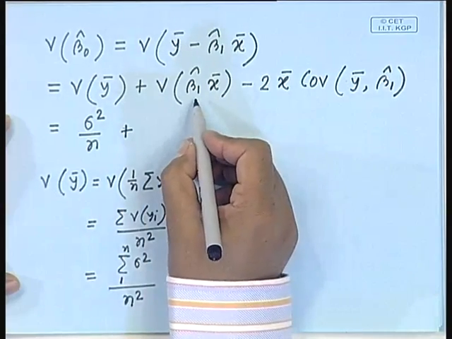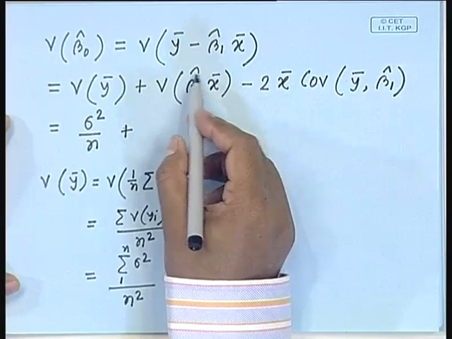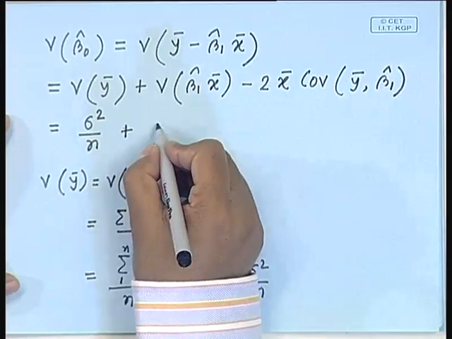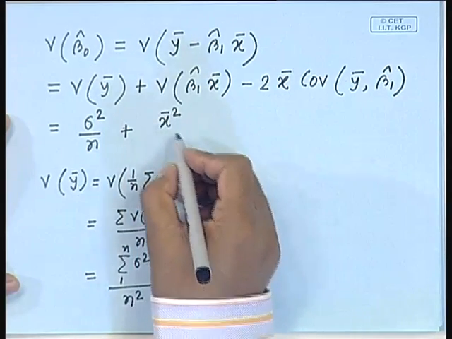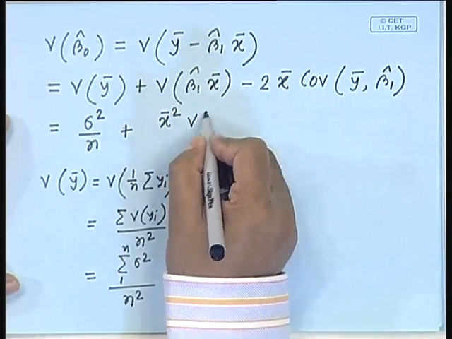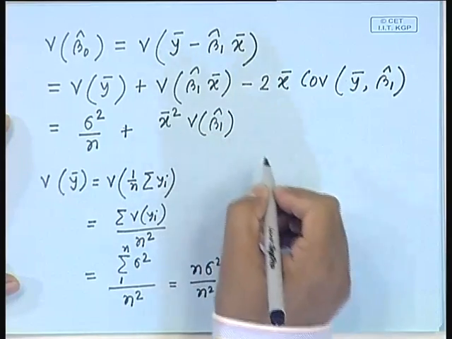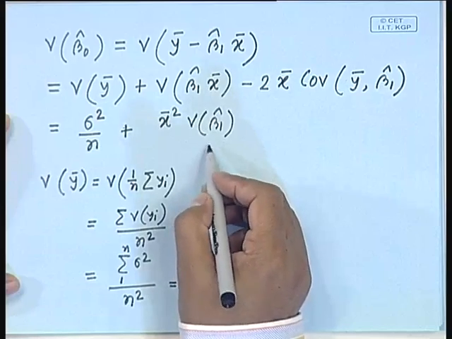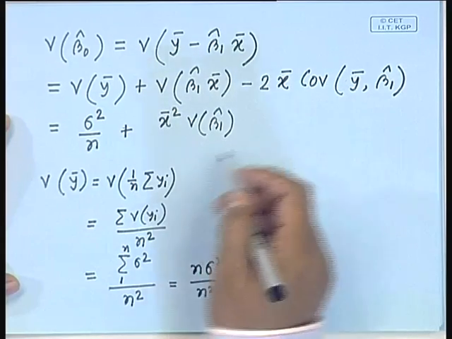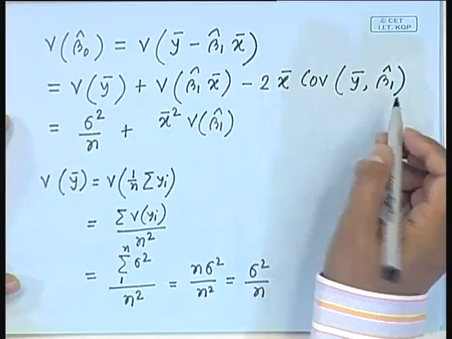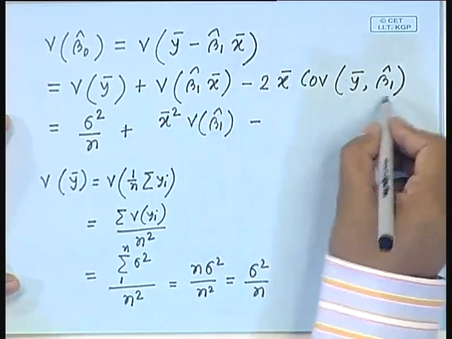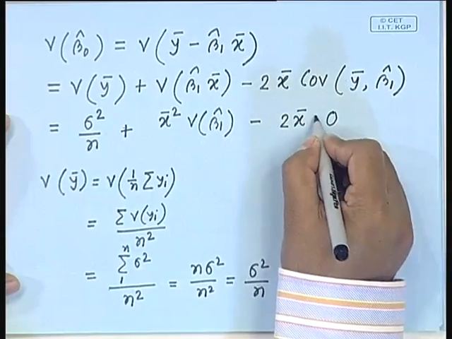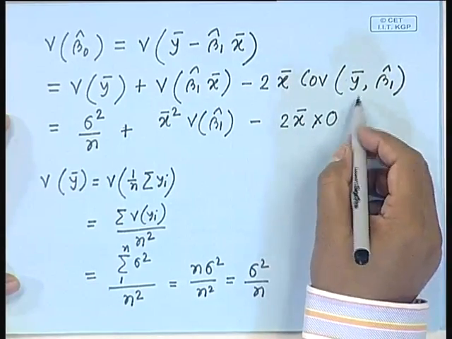We know the variance of beta 1 hat, and x bar is a constant quantity. So the variance of this quantity is x bar square into variance of beta 1 hat, which is equal to sigma square by S x x, as we just proved. Now, what about this covariance? This covariance is going to be 0. So this is 2 x bar into 0, but we need to prove this one.